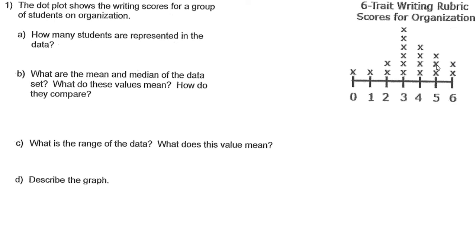1, 2, 3, 4, 5, 6, 7, 8, 9, 10, 11, 12, 13, 14, 15, 16, 17, 18, 19 people answered this survey. And how did I find that out? I counted the number of X's.